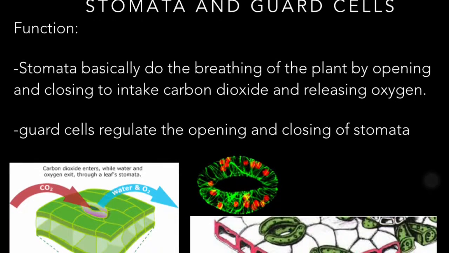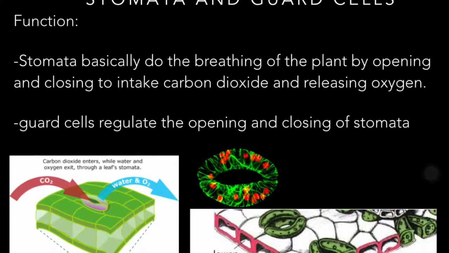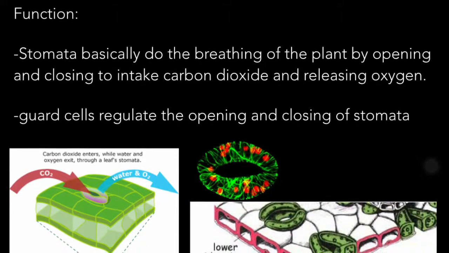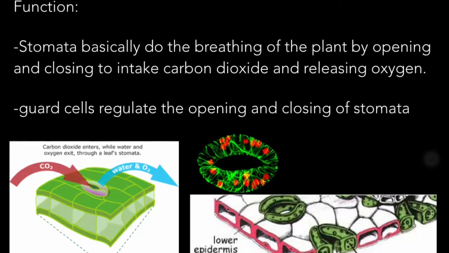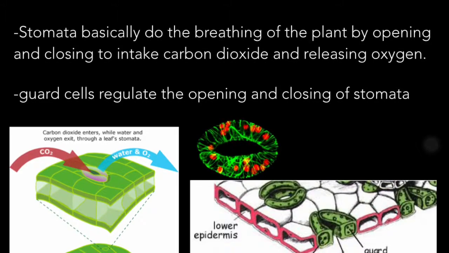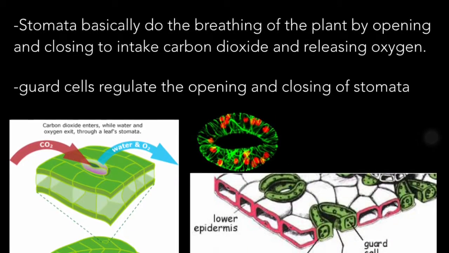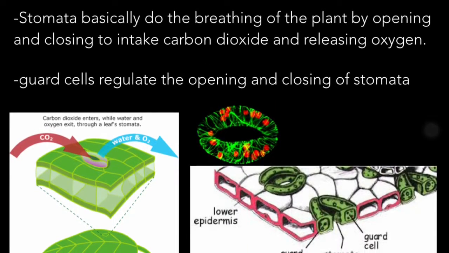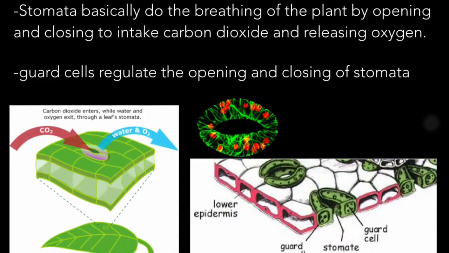Stomata and guard cells. The stomata's function is basically the breathing of the plant by opening and closing. They do this to take in carbon dioxide and release oxygen. The guard cells' function is to regulate the opening and closing of the stomata.